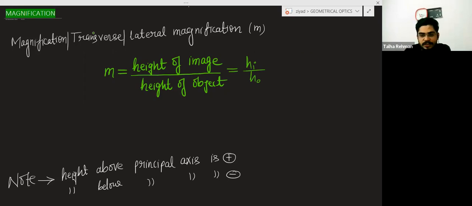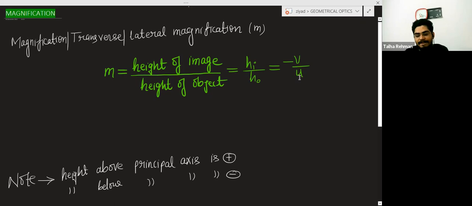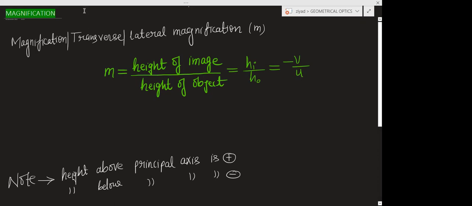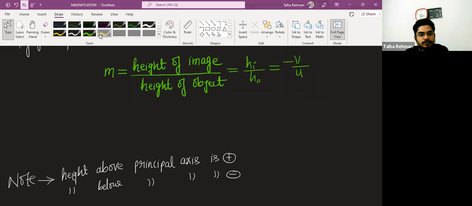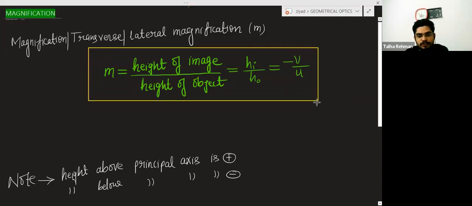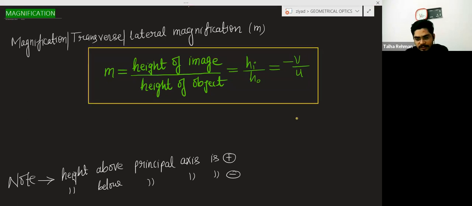And this magnification is also given by minus V by U. What is V? V is the image distance. U is the object distance. So keep in mind this formula of magnification, and this formula will be used in solving the numerical and in solving some theoretical problems also.